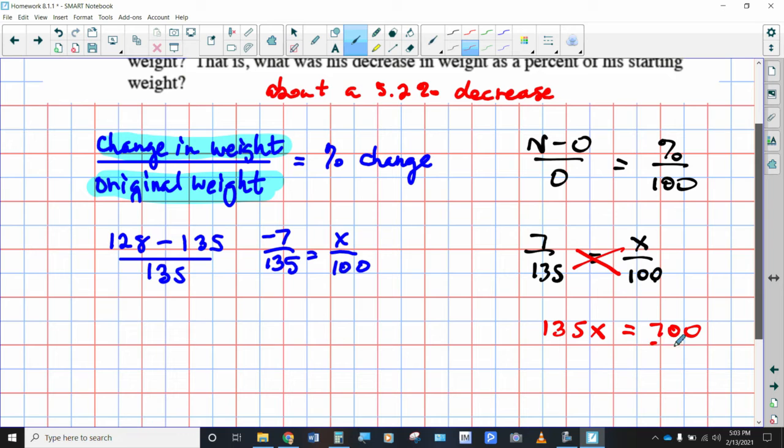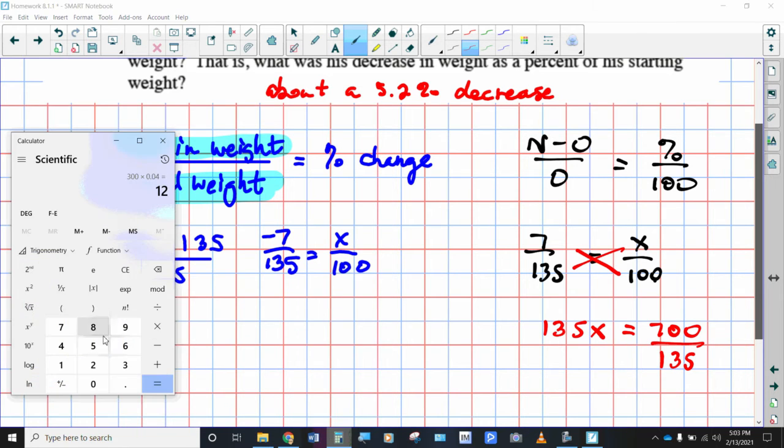Cross multiply and then take 700 divided by 135. Now notice what is happening here. When I take 7 and divide it by 135, I get this decimal number. And then when I multiply that decimal times 100, it moves 2 places to the right, which is 5.18, which I rounded up.